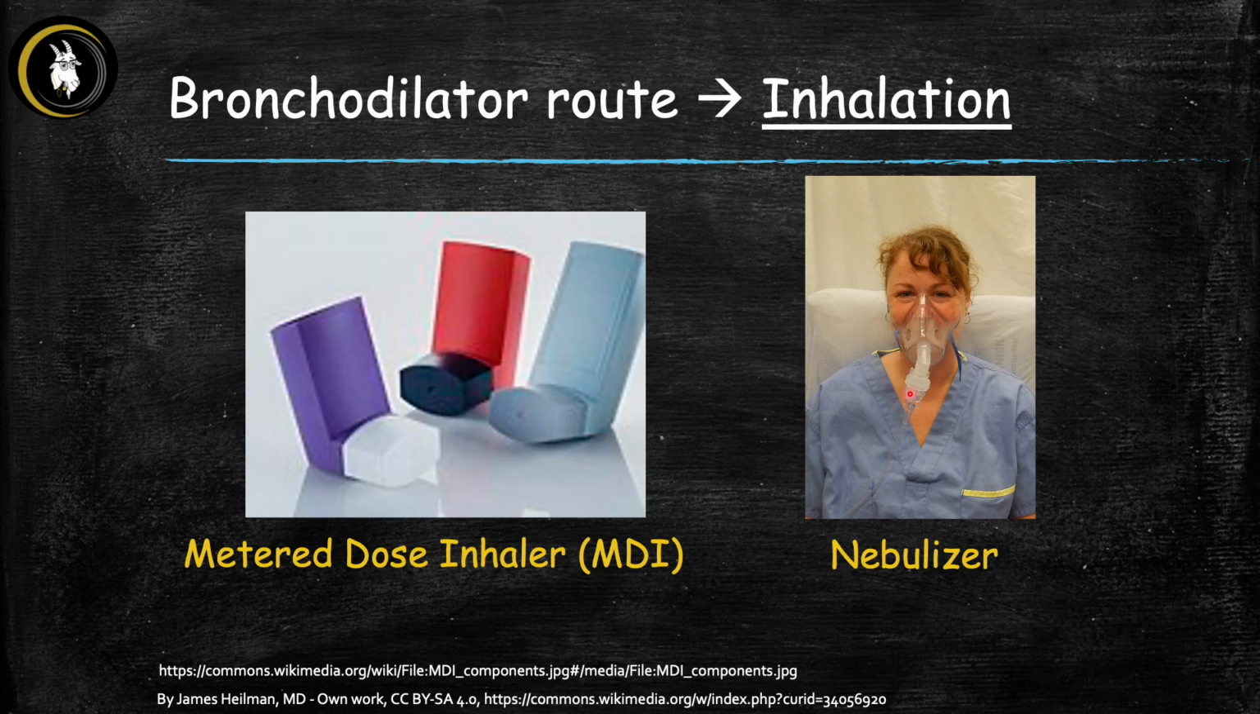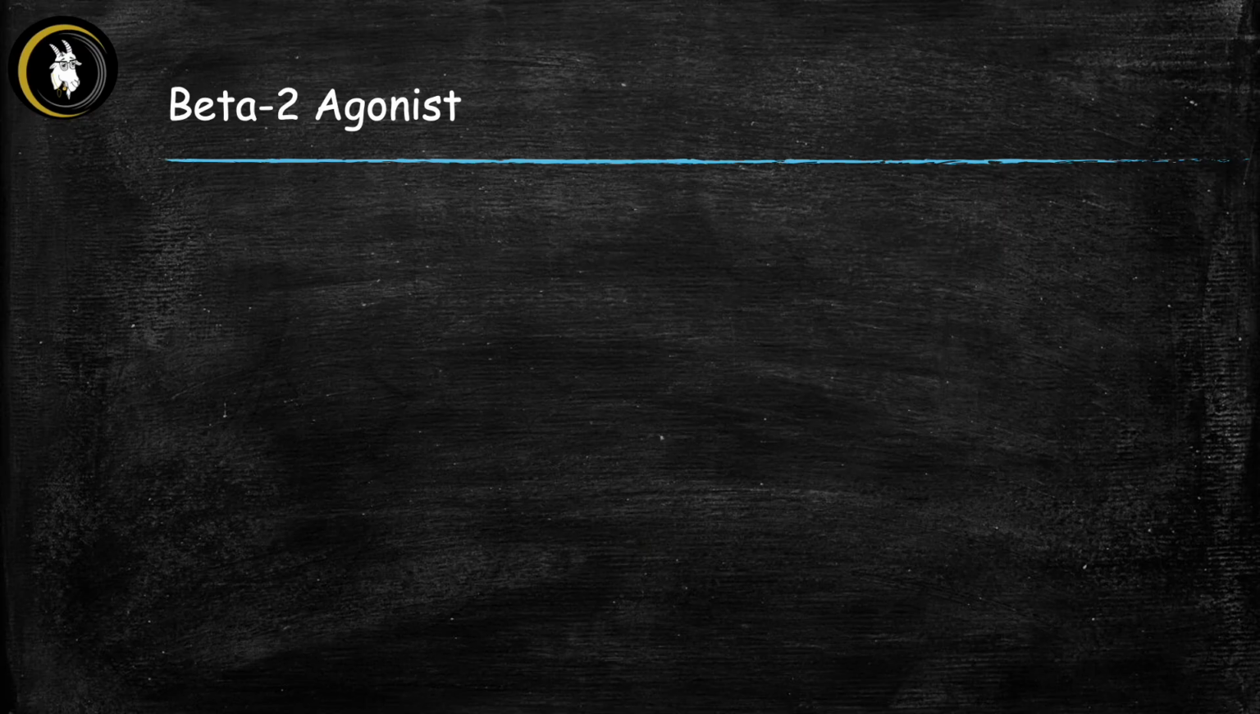So either way, the main takeaway is that both bronchodilator classes are administered via the inhalation route, delivered straight to the airways, either through MDI, more common, or nebulizer for those who can't do the MDI effectively. All right, so now let's learn each class of bronchodilators.